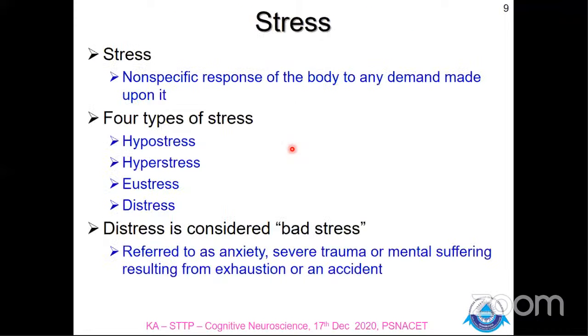So what is stress? Stress is related to the brain. Stress is the non-specific response of the body to any demand made upon it. There is some demand, you want to meet the demand, but it is not possible to do the work.